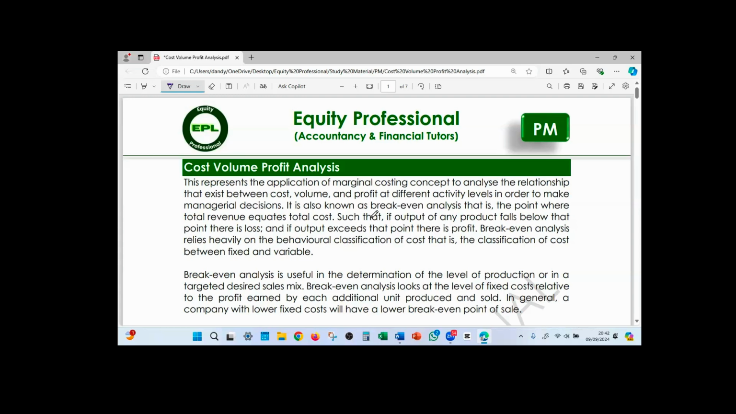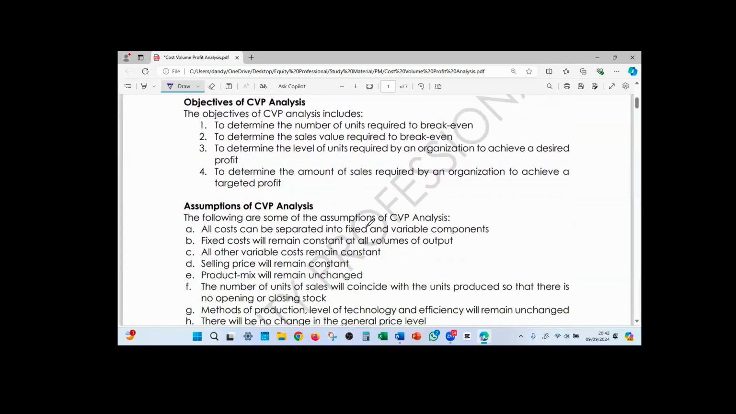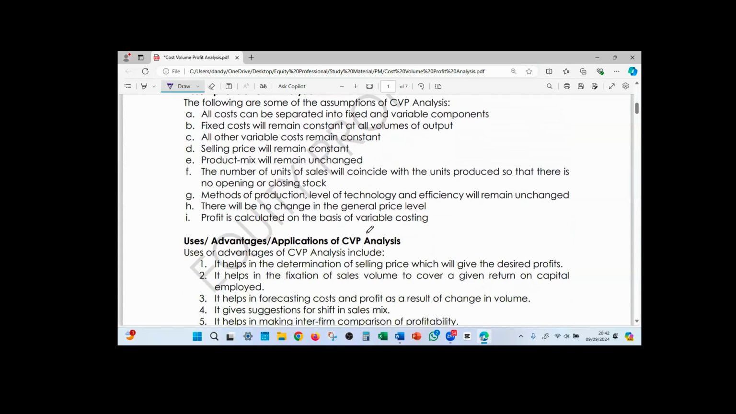You can also say contribution margin is the summation of profits and fixed costs. Okay, so that is for that. Then what do you also understand by contribution margin ratio? The contribution margin ratio, also known as profit volume ratio, represents the ratio of contribution to sales.